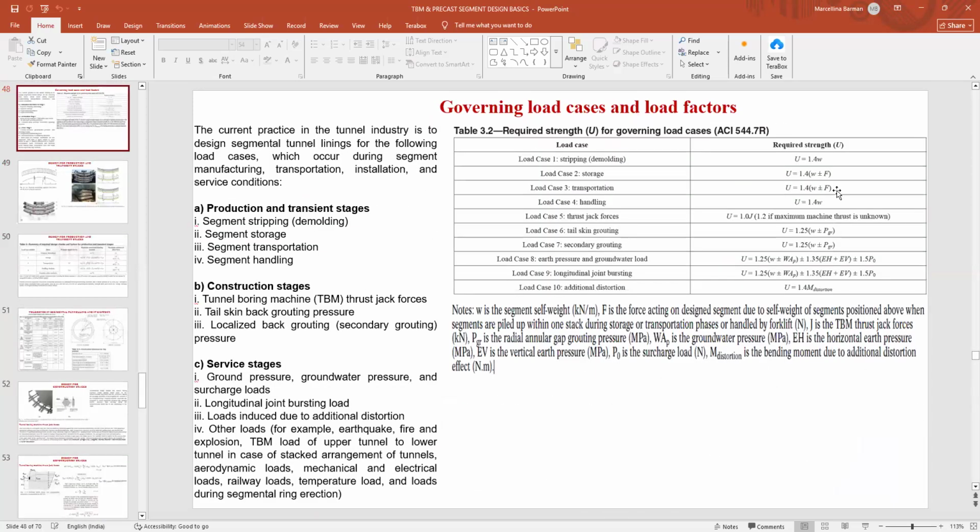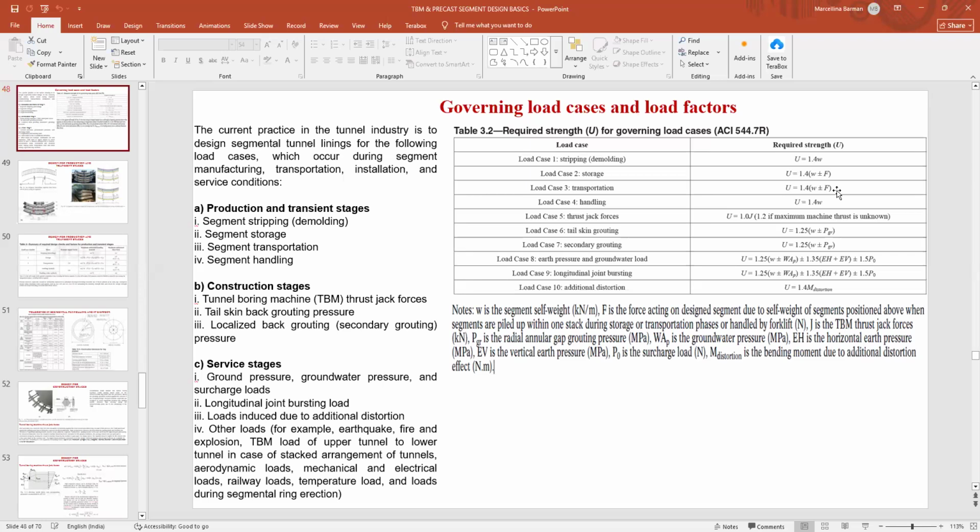Also there can be load due to additional distortion. It can be due to earthquake also. There will be fire load. There will be explosion load. Nowadays we are also taking explosion load into account, if there's any type of explosion, any type of terrorist attack within my tunnel, or any certain explosion happens. We are also taking into account the mechanical load, electrical load, railway load, and temperature load. So all these types of loads come in the service stage.